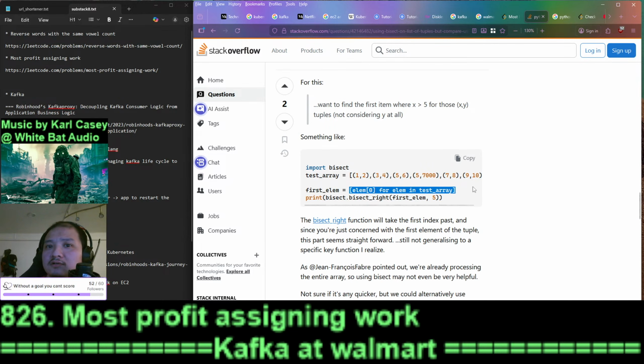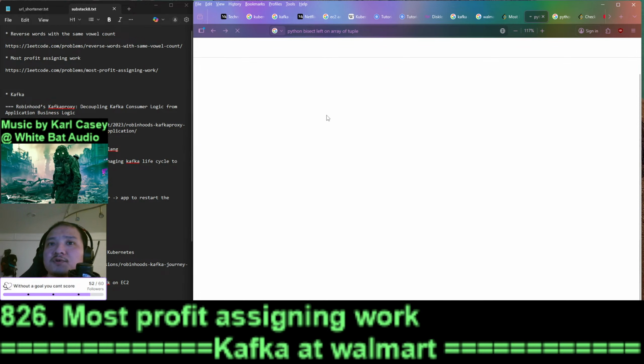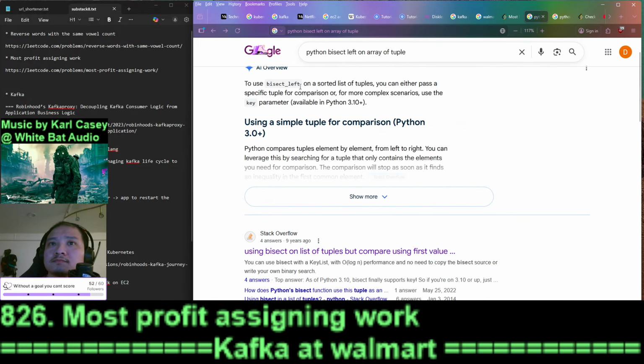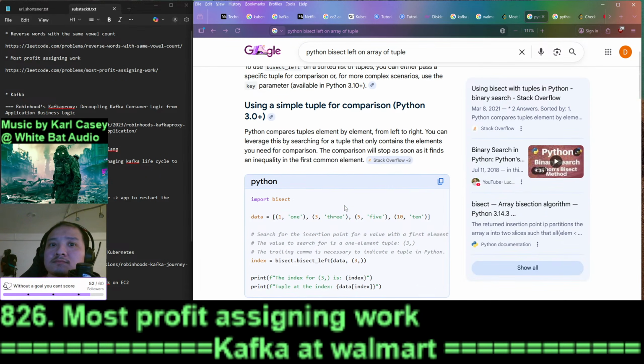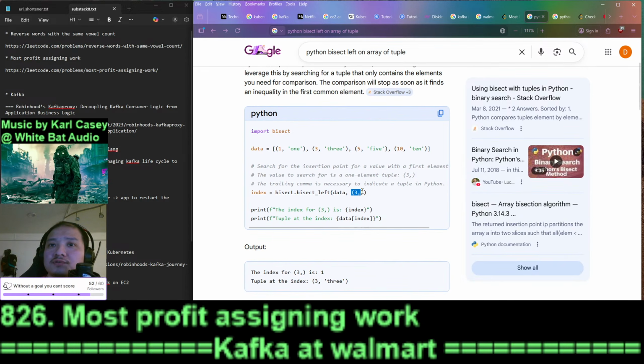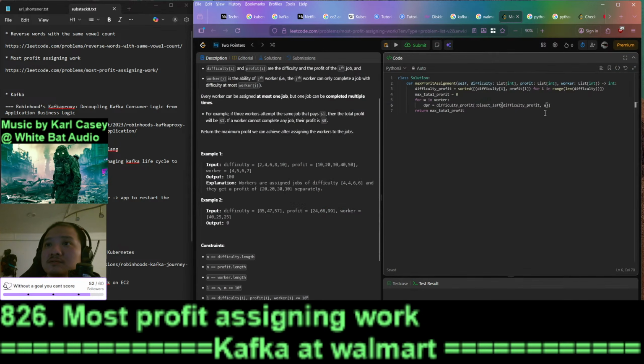Is this possible? No. Oh, you can do this, so with a comma. I want to compare the difficulty. So basically, if ppr, then max total profit plus goes to max of ppr.